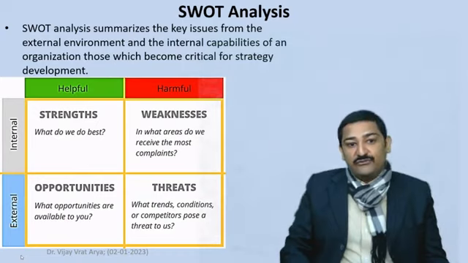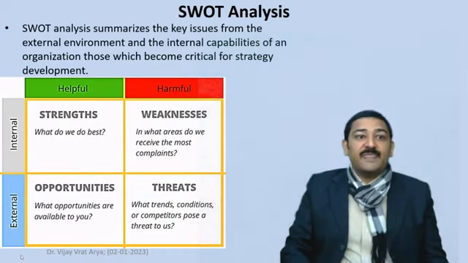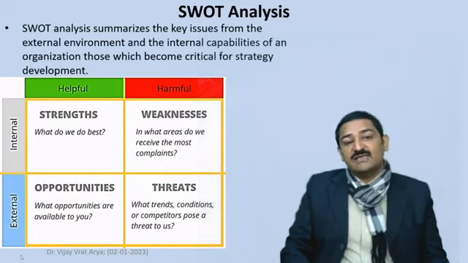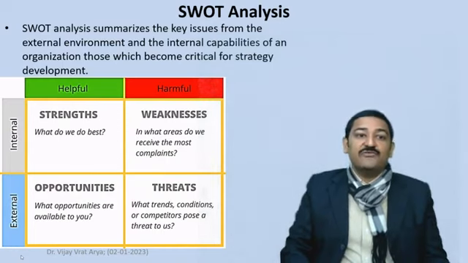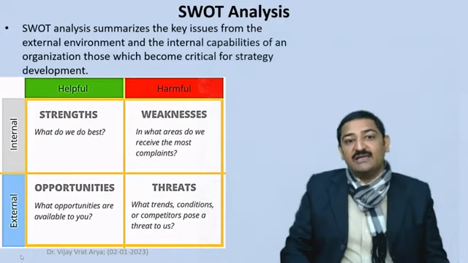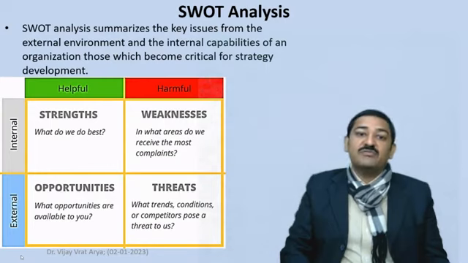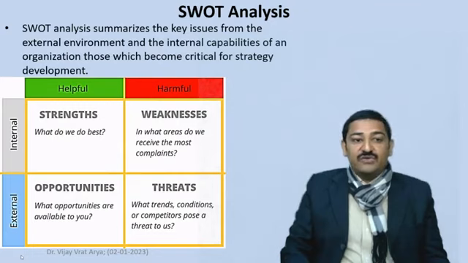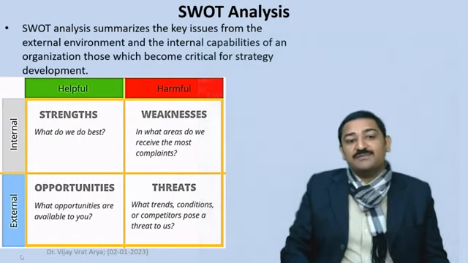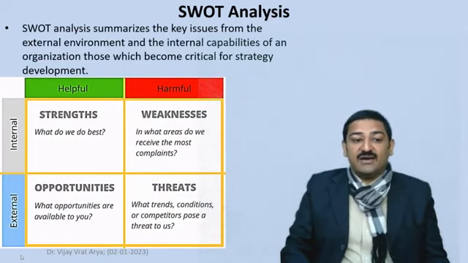it has four dimensions to understand, because the SWOT analysis summarizes the key issues from the external environment and the internal capabilities of an organization, those which become critical for strategy development. If you look at the visual, you will notice that strengths and weaknesses are internal factors for an organization, and at the same time, opportunities and threats are the external factors for the firm.